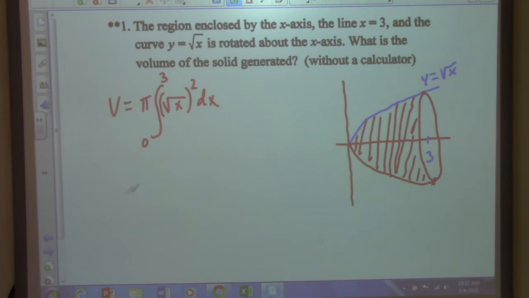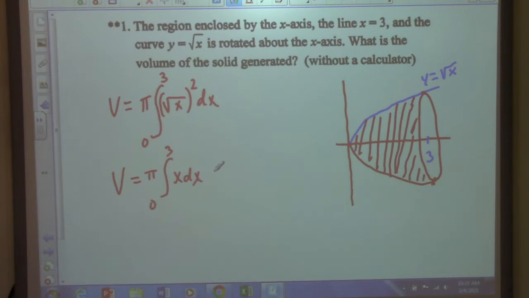We can simplify this. So I get V is equal to pi, 0 to 3, what we have is x dx. Okay? Does that make sense? We square the square root. Boom. That's what we have here. So we go ahead and integrate this.